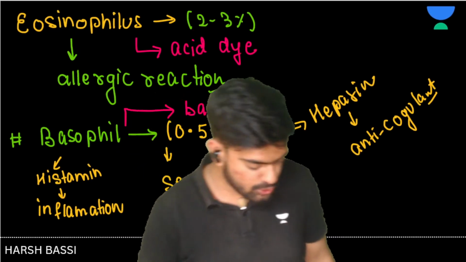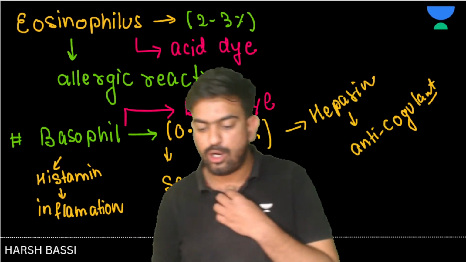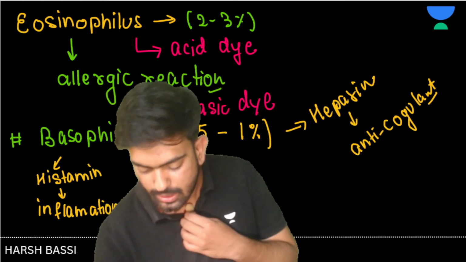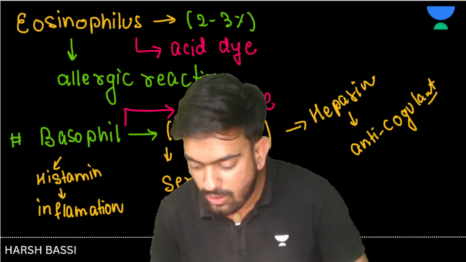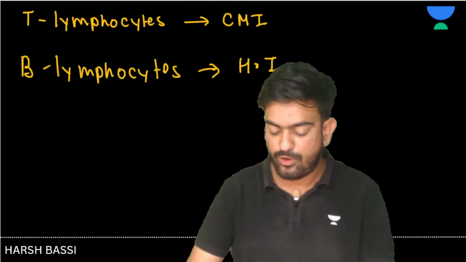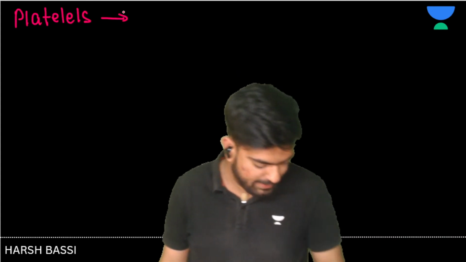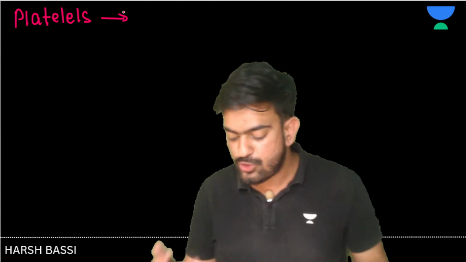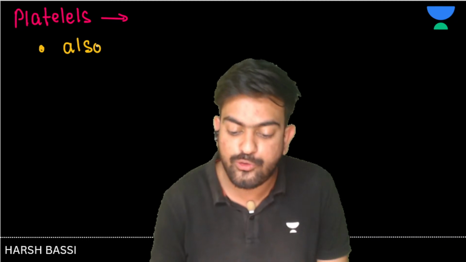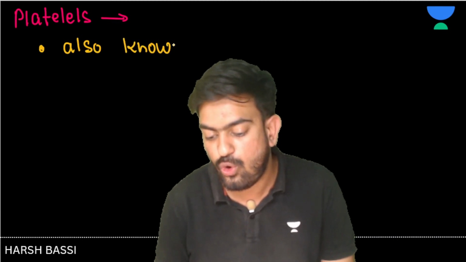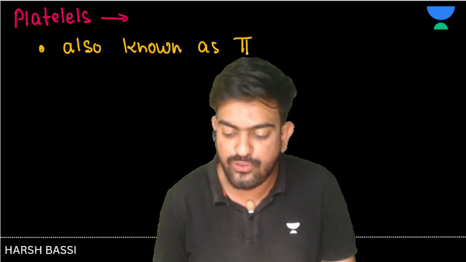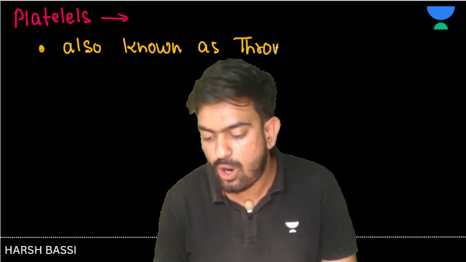Yes. So we talked about the eosinophils and the basophils, right? Clear? Now it is time for the platelets. Now guys, what is another name for platelets? Anyone in the comment section? Another name for platelets is the thrombocyte. So I can say that it is also known as thrombocytes.